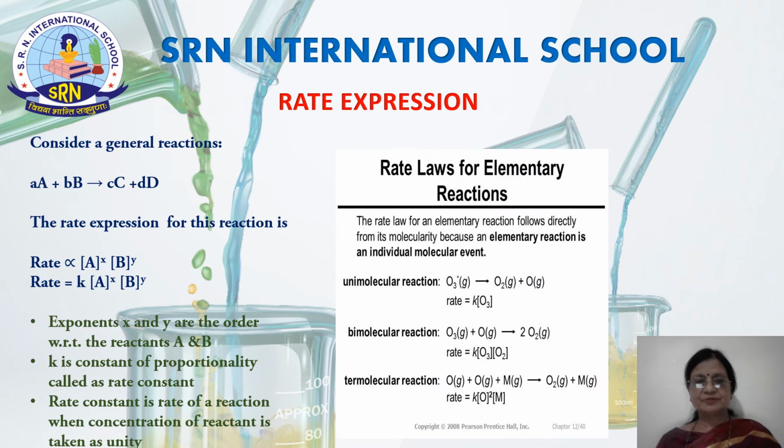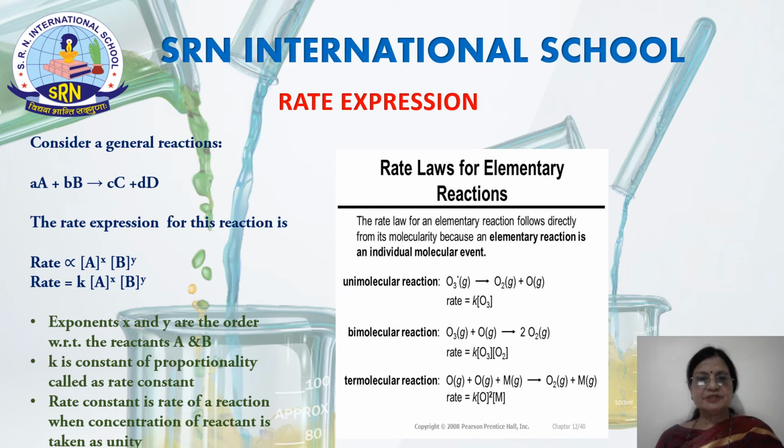Rate expression, also known as rate law or rate equation. Rate of a reaction is represented in terms of concentration of reactants, and then it is called rate expression or rate law expression or rate equation. Consider a general reaction like a A plus b B forming c C plus d D, where capital A, B are the reactants and capital C, D are the products. Small letters a, b, c, d are the stoichiometric coefficients respectively.